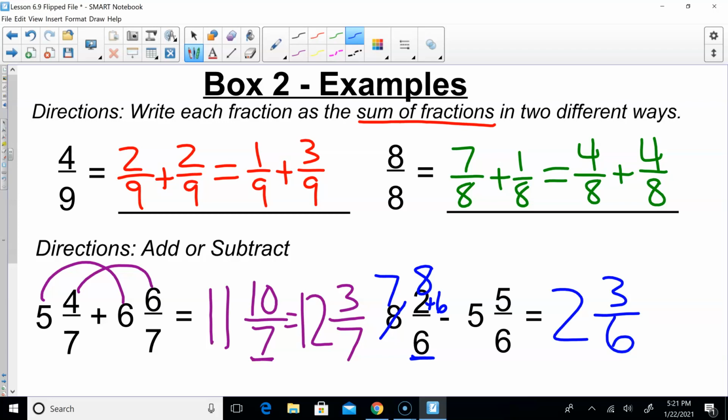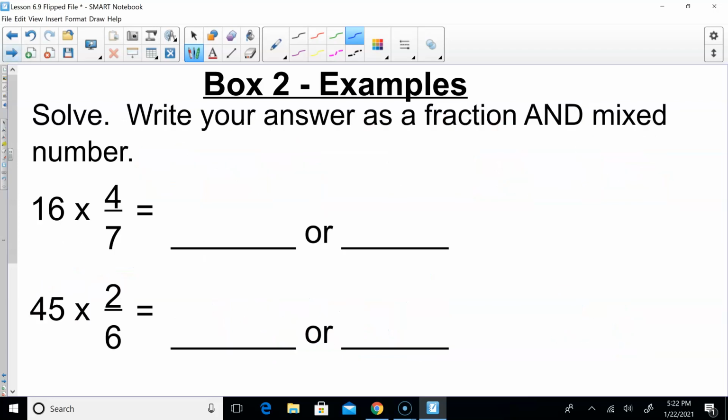You can pause the video right now. If you have any questions, you can jot those down or share those out to help you out with your problems. And here we go. Solve. Write your answer as a fraction and mixed number. Go for it. As always, pause the video. Solve them for me. Then you can sit back and watch me do the work that you did. So it's kind of like you're teaching me.